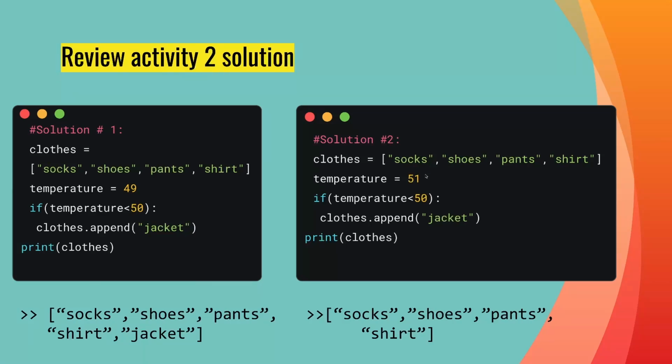Let's try a different temperature. In this case, our temperature is going to be 51. And 51 is greater than 50, so we will not append jacket to our list.